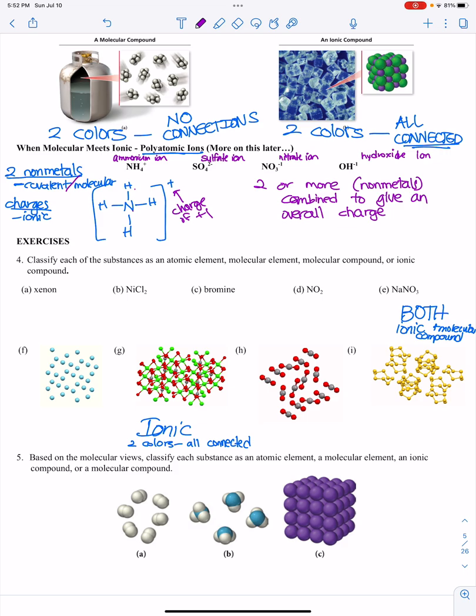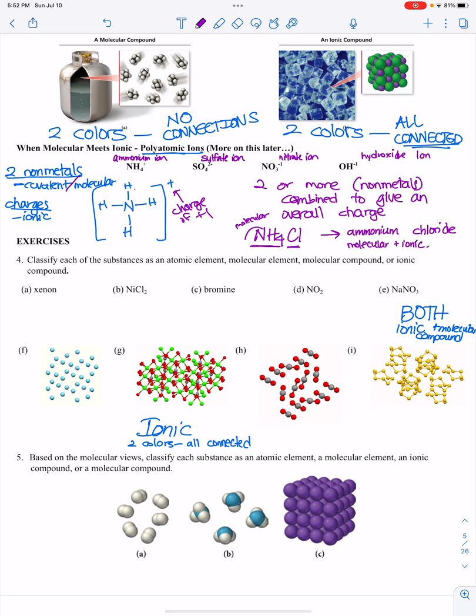So an example would be like NH4Cl. This is something called ammonium chloride. It has the ammonium polyatomic ion. This ammonium has molecular bonds, and it is ionically bound to Cl. So this is molecular and ionic.